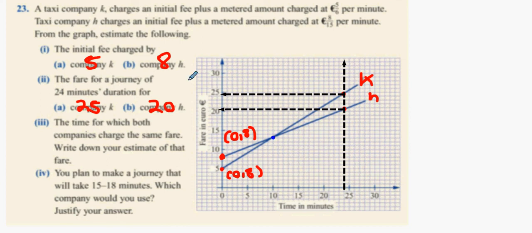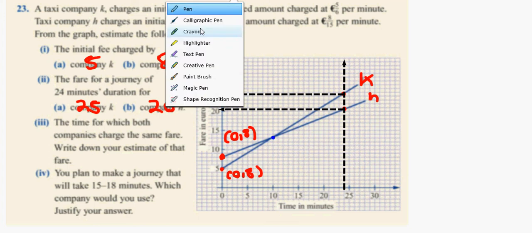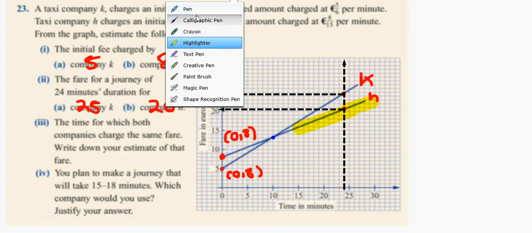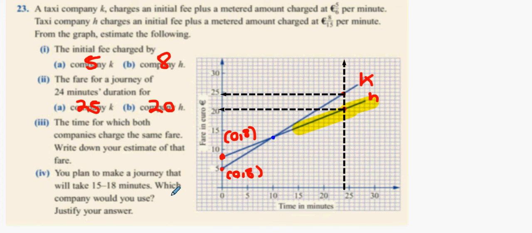If you plan to make a journey that will take 15 to 18 minutes, which one should you use and why? 15 to 18 minutes. Yes, sir. H. Why would you use H? It's cheaper in that region, isn't it? Yeah. So you'd use H. No bother. Okay, guys.